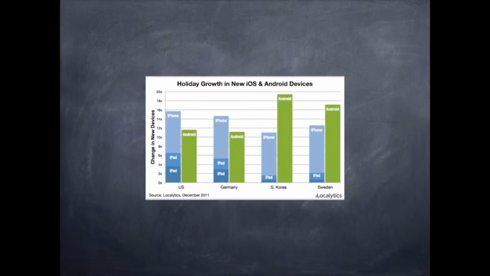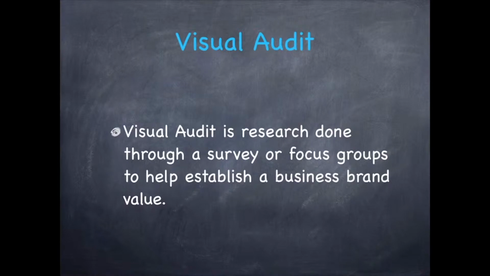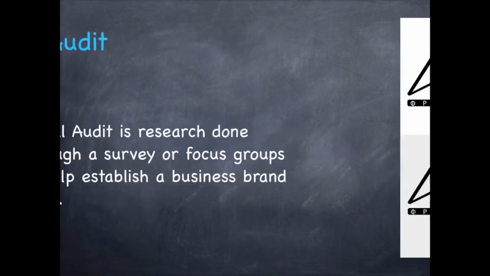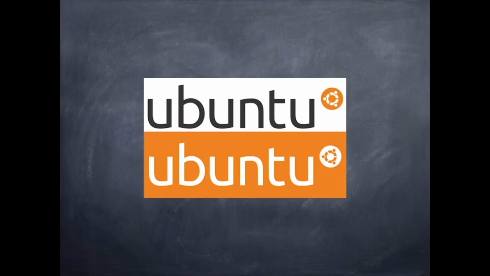A specific process of market research is called visual audit. Visual audit is research done through a survey or focus groups to help establish a business brand value. So basically, companies and organizations will set up focus groups where others, very oftentimes the general public, can provide feedback in how well a business communicates what they do, how their brand looks to their customers, and things like that. So were you part of a focus group, you might see some designs like these to see how well you recognize the brand or what they do, etcetera.